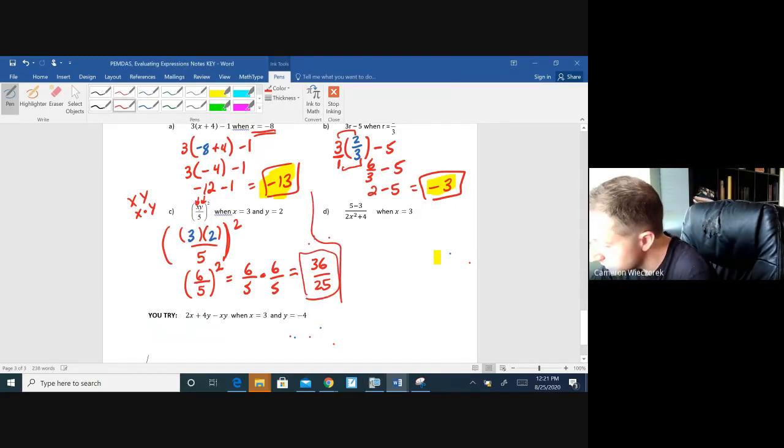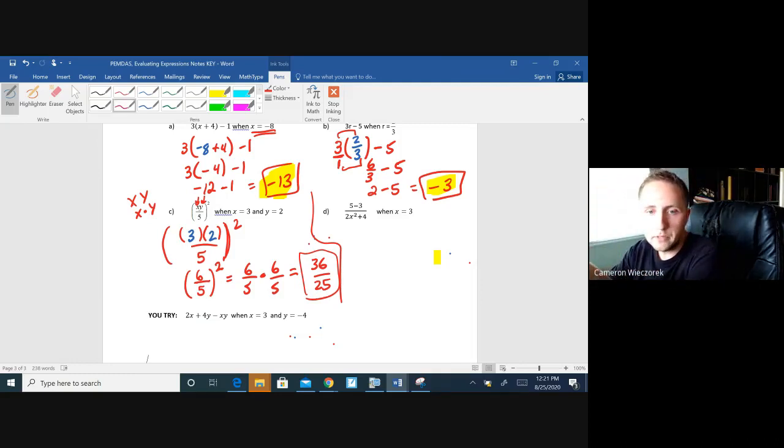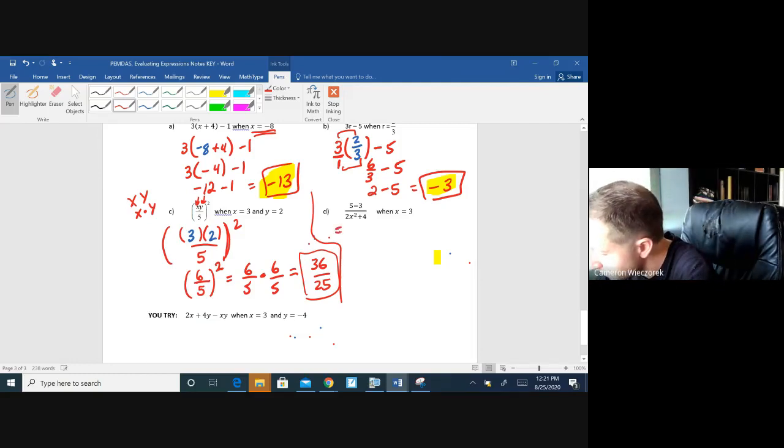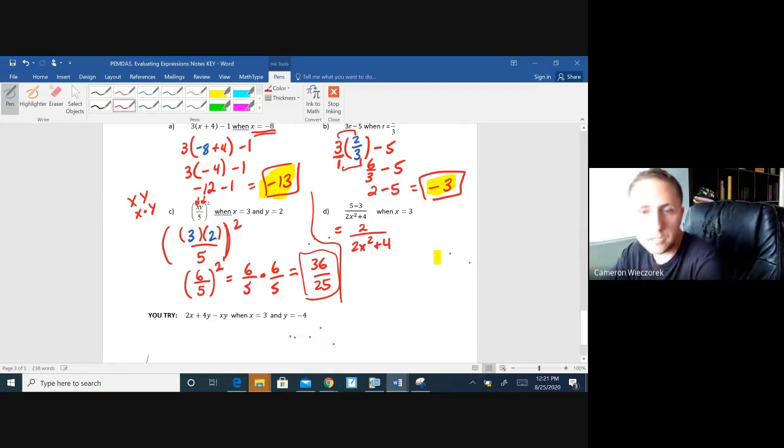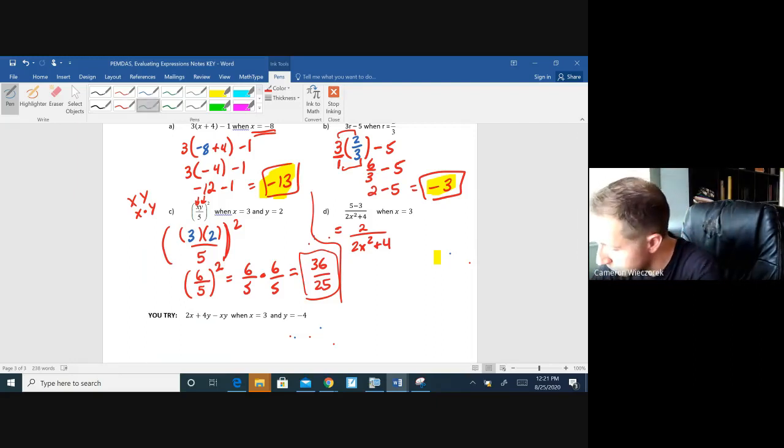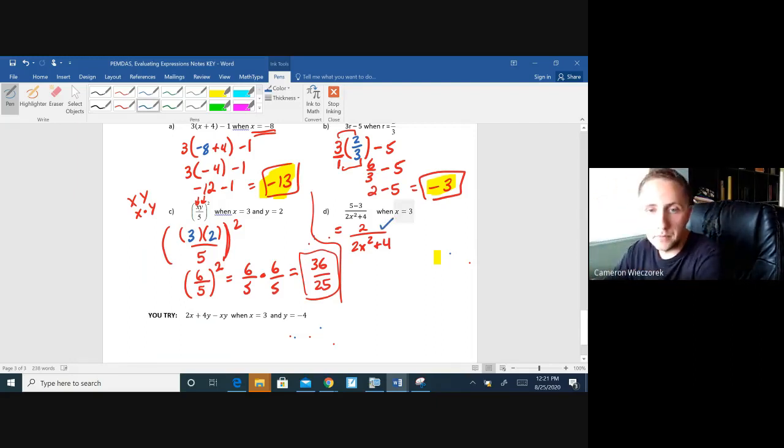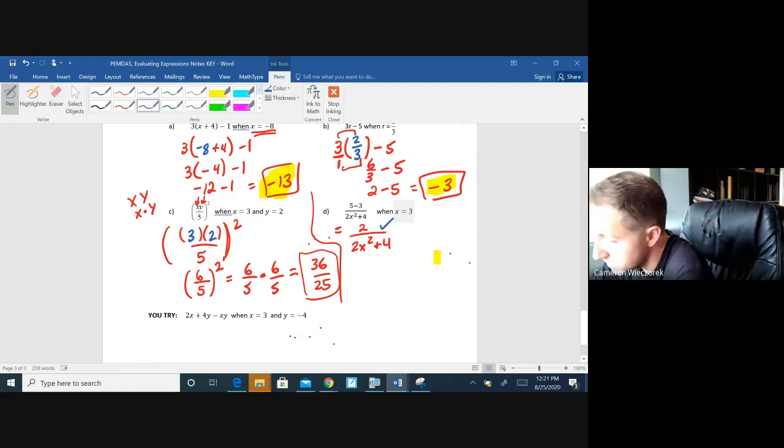Okay, for part D, this one uses a fraction. Obviously, you have the top and you have the bottom. With these, you want to simplify the top separately, and then you want to simplify the bottom separately. So on the top, 5 minus 3, immediately I can just write that as 2. So this is just 2 over 2x squared plus 4. The top is completely simplified now. Check. Now I'm going to simplify the bottom in the same way. I'm just going to do the bottom separately from the top.